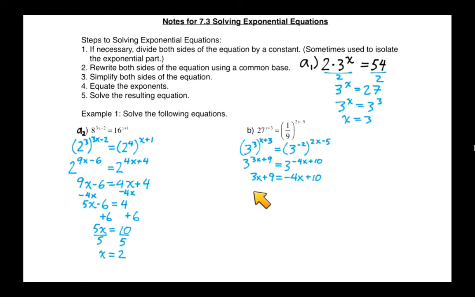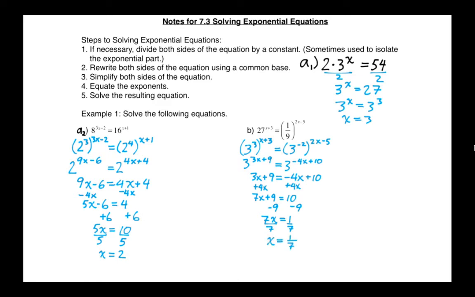So variables on one side, constant terms on the other side, divide by the coefficient of the variable. Let's take a look. I'm going to add 4x to both sides. I get 7x plus 9 equals 10. I'm going to move the constant term of 9 to the other side, so minus 9 from both sides, I get 7x equals 1. I divide both sides by 7, and I get x equals 1/7.